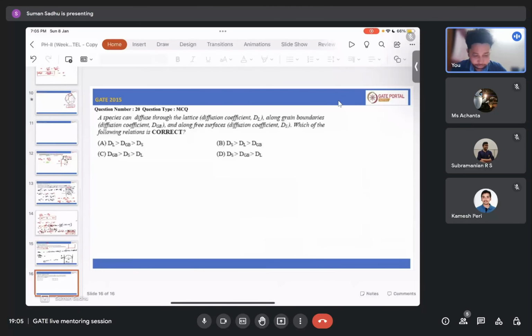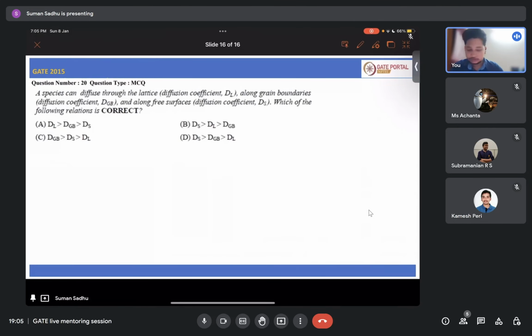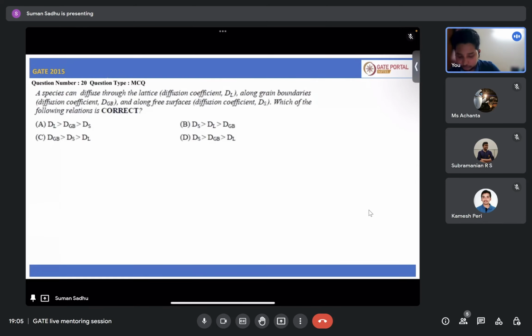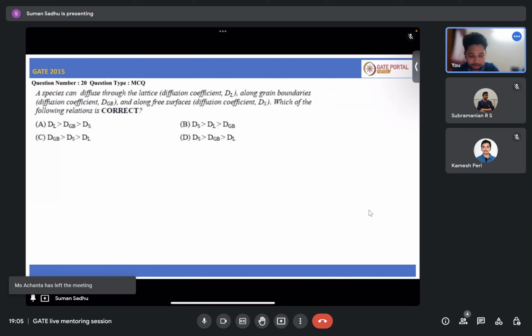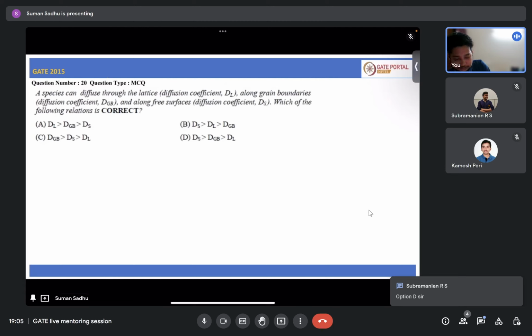Okay, so now let us move to one very simple question. This is the last question of today. A species can diffuse through the lattice with diffusion coefficient Dl, along grain boundaries with diffusion coefficient Dg, and along the free surface with diffusion coefficient Ds. Which of the following relations is correct for these diffusion coefficients? So what will be the answer?